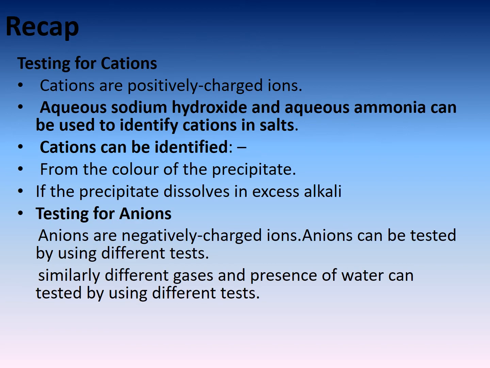Now the recap of the lesson. Number 1 is testing for cations. We have studied the different tests for cations. Now from all that, we know that cations are positively charged ions. Aqueous sodium hydroxide and aqueous ammonia can be used to identify cations in salts. And these cations can be identified from the color of the precipitate and whether the precipitate dissolves in excess alkali.